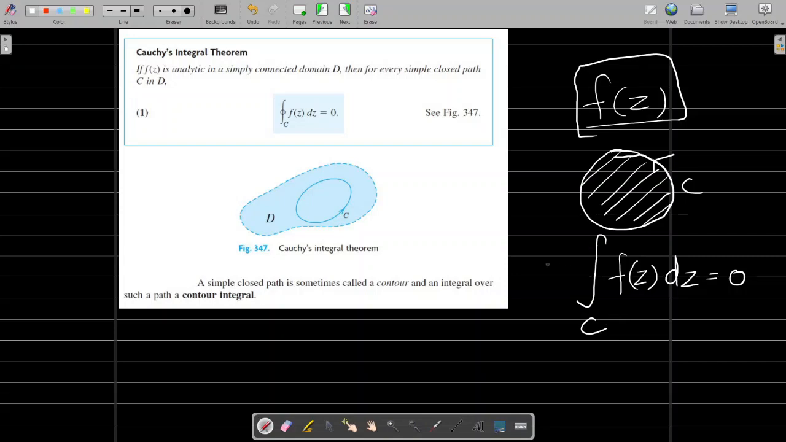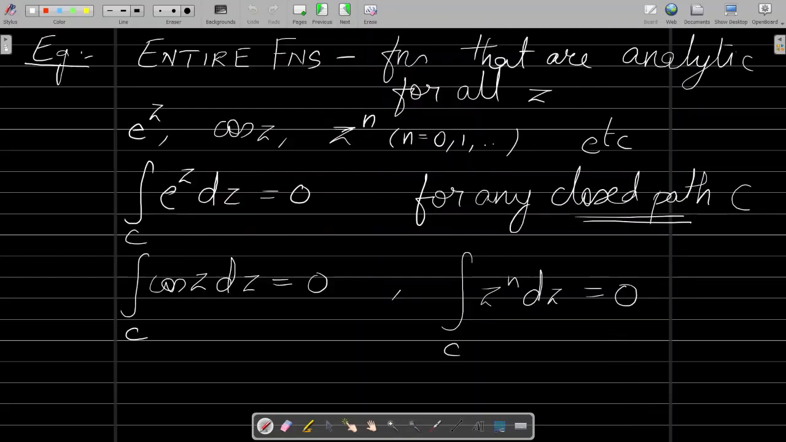Now, a simple closed path is sometimes called a contour, and an integral over such a path a contour integral. I'll repeat. Whenever we are integrating over a closed path C, the integral is called a contour integral. That is, if the path is a closed path, then that integral is called a contour integral. Now we'll use this theorem on some examples.